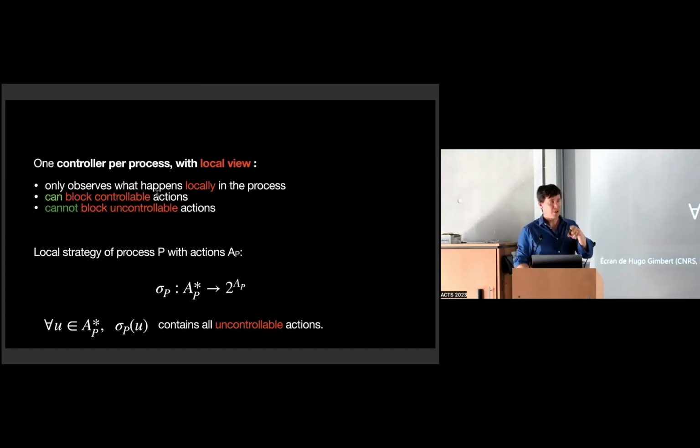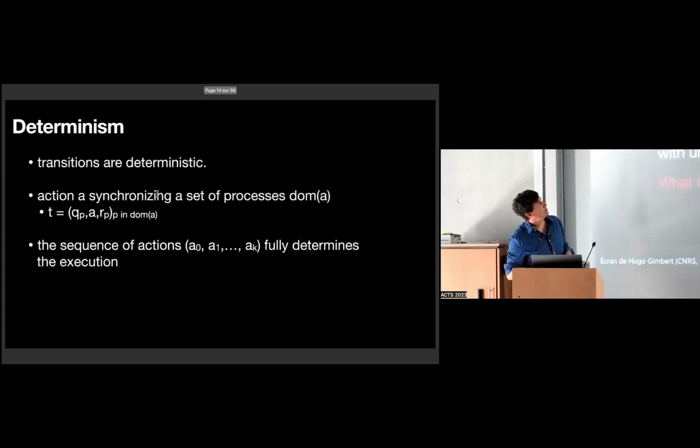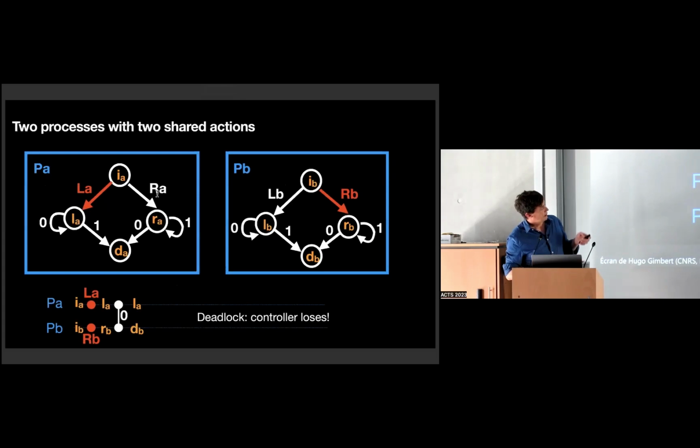So if I can go back to your question and to this example. You were asking if LA and LB are red and the other are right. Yes, there is a winning controller. It will allow only LA and LB. So it will for sure go to the state with LA and LB and play 0 forever.